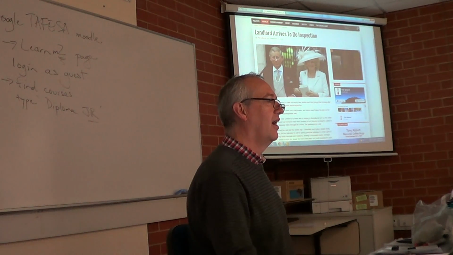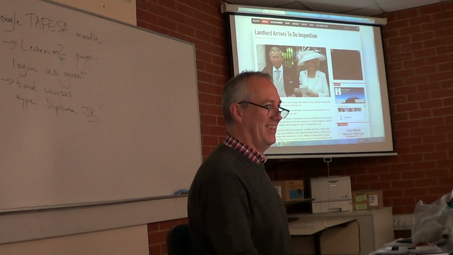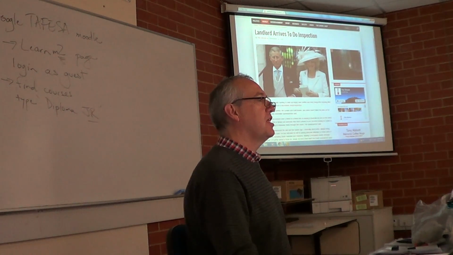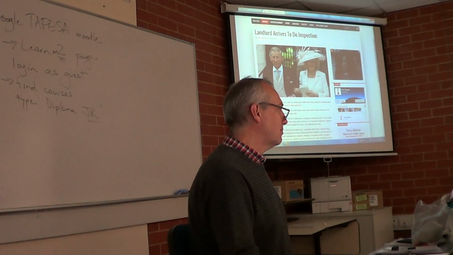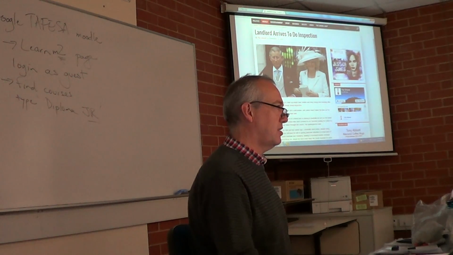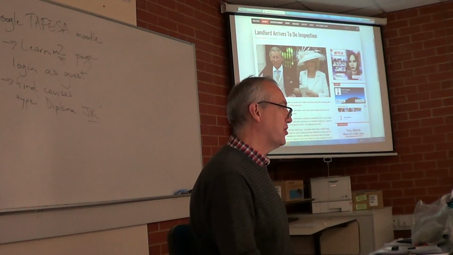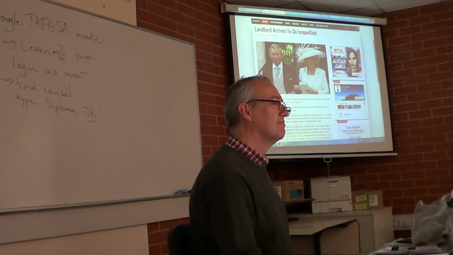Who's that? Prince Charles? Yeah, okay. So, landlord arrives to do inspection. What does he own? Australia. That's right. He's coming down to see how us tenants are keeping the place. Right? He's inspecting the country.